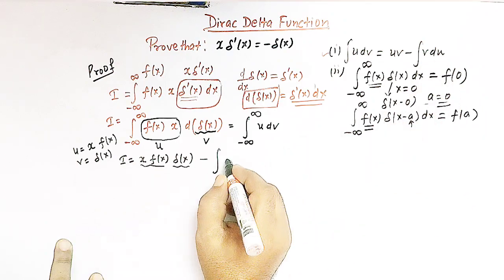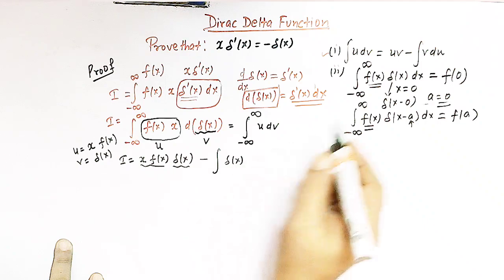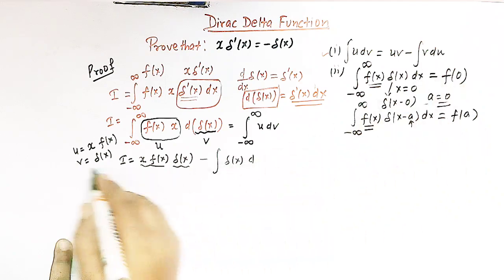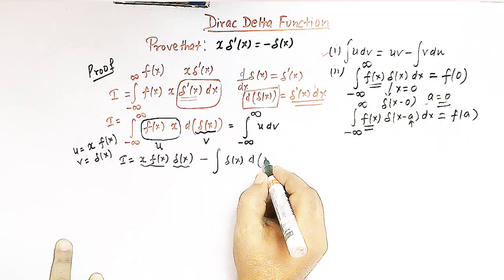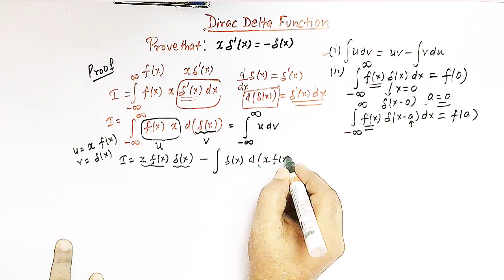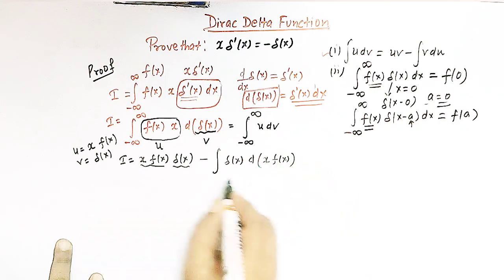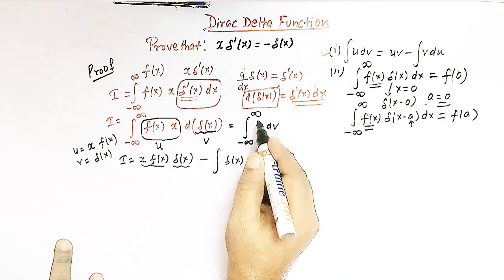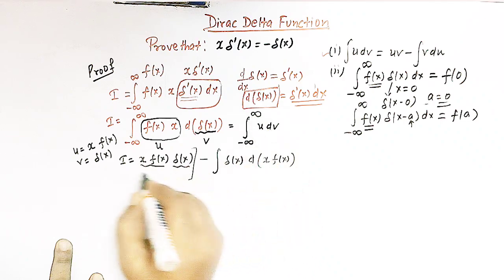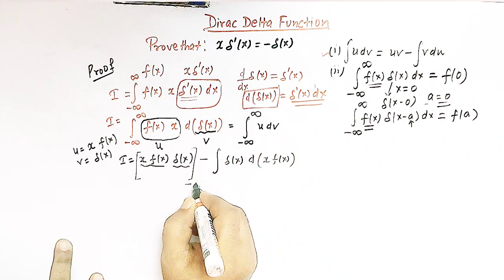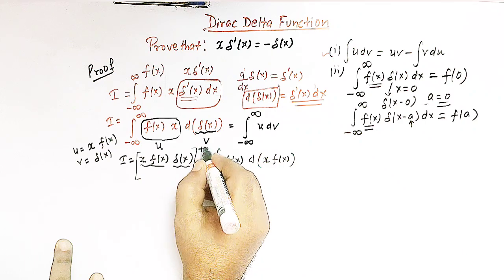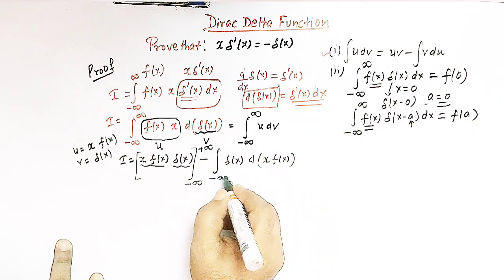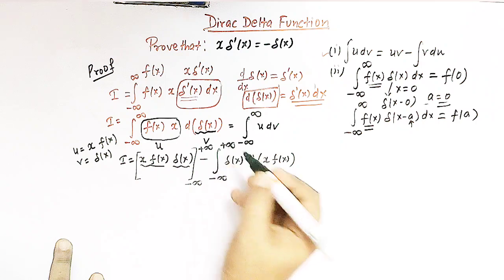Now v is delta of x and du is the derivative of u, that is the derivative of x f of x. And since we have the limits minus infinity to infinity, we can now write the limits: here we have minus infinity to plus infinity, and here we have minus infinity to plus infinity.